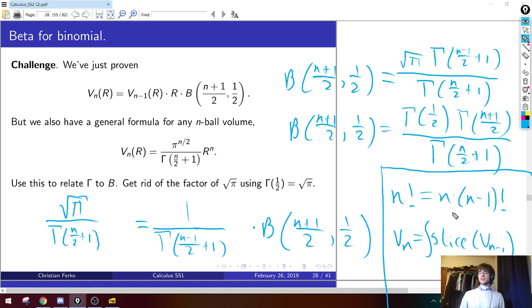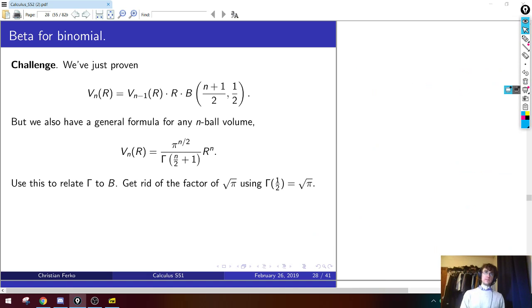It involves an integral. So that complication is why these equations look like a mess, but really at the heart of it, this is telling us why gamma, which is really related to factorials, also appears in n-ball volumes, because n-ball volumes are recursive like factorials are recursive.